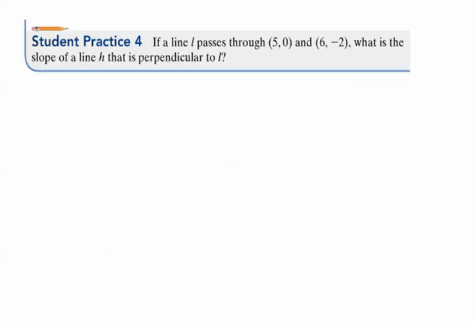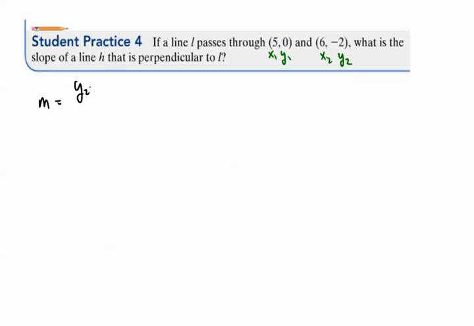Okay, so you do one of these. You can read the problem and work it out, or pause the video, read the problem, work it out, and then come back and check your answer when you're done. If line L passes through these points, (5, 0) and (6, -2), x1, y1, x2, y2, and I'm going to calculate my slope.